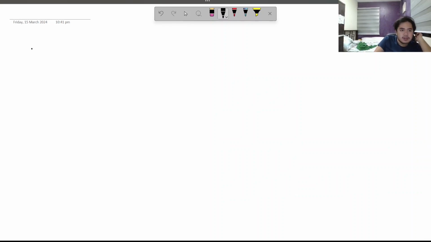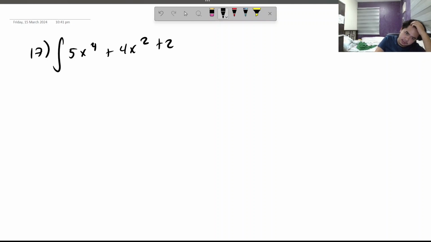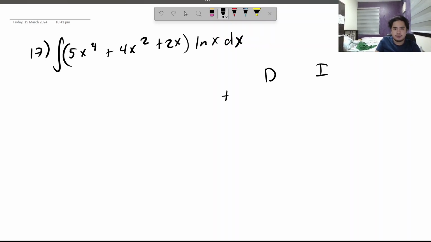Question number 17. The integral of 5x to the 4 plus 4x squared plus 2x, times ln x dx. What can we do here? Use the DI method. What can we do here?